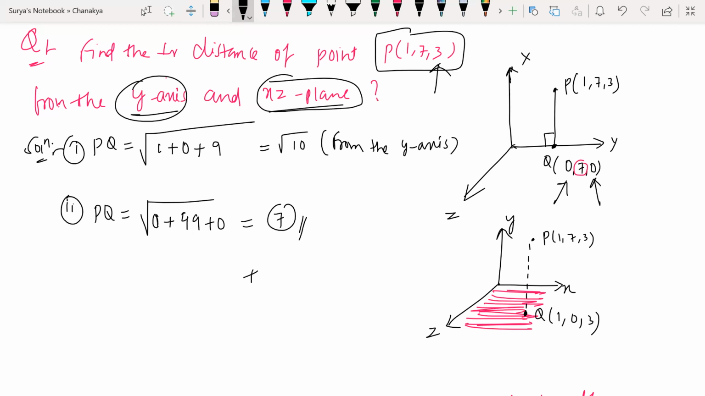Sir, why can't you take plus or minus 7 here? Why can't you take minus 7? Why are you taking plus 7 only? Anyone of you? Because radius is not negative. Radius is not negative.